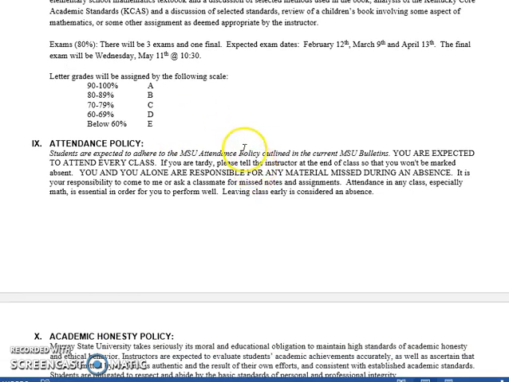Attendance policy, make sure you're here. If you're missing a group work, you need to have an excuse. I won't allow you to make up a group work if you just didn't show up. So make sure you are in class every time, especially for the graded assignments, or you just won't get a grade for those assignments. So it's extremely important that you do that. Don't leave class early. That's considered an absence.